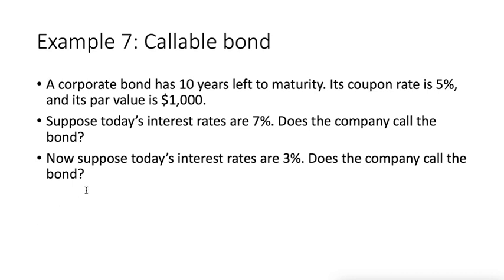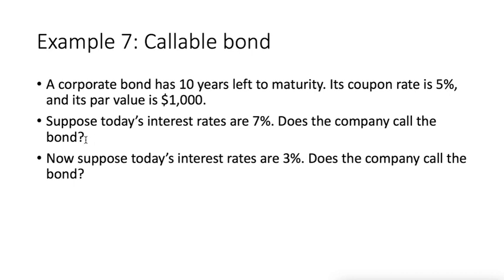Okay, so let's really quick, example 7, we don't really have to calculate anything. But let's say there's a corporate bond, 10 years left to maturity. Its coupon rate is 5% and its par value is $1,000. Coupon rate being at 5% means that it's paying $50 on that $1,000 bond, par value. So suppose today's interest rates are at 7%. Does the company call the bond?